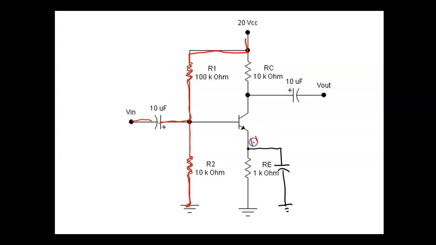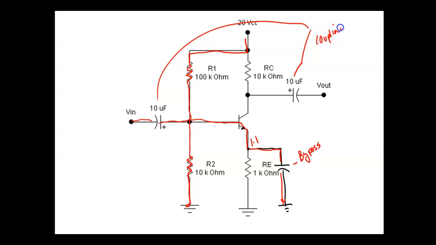Now, my 1.1 volt is DC. So that 1 volt is still there. That's DC. But what my AC signal is going to do is bypass RE. So this is called a bypass capacitor. These are called coupling capacitors. So now my gain is no longer RC over RE.